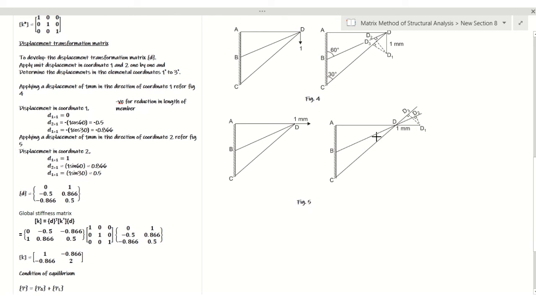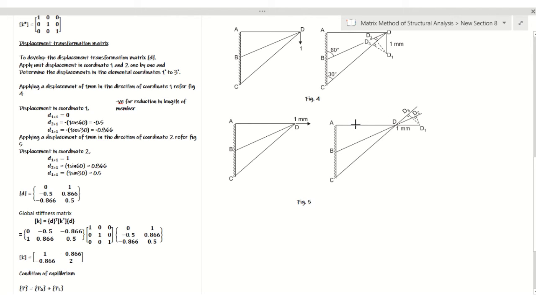member BD, member CD? If we find that out, that will give us the displacement in our elemental coordinates, because all our elemental coordinates are along the members AD, BD and CD. First elemental coordinate is along member AD, second elemental coordinate is along member BD, third elemental coordinate is along member CD. So unit displacement is given here in the global coordinate. Now again, I'll just consider each of the members over here.